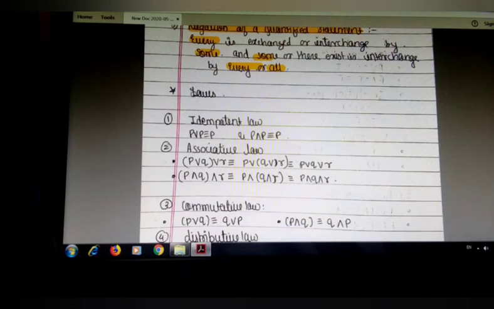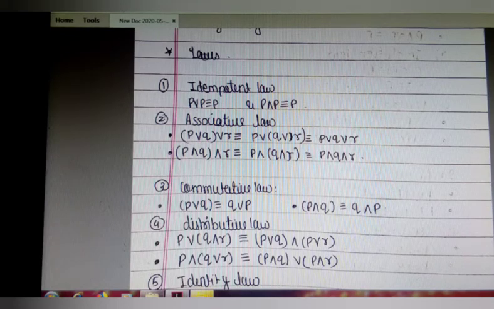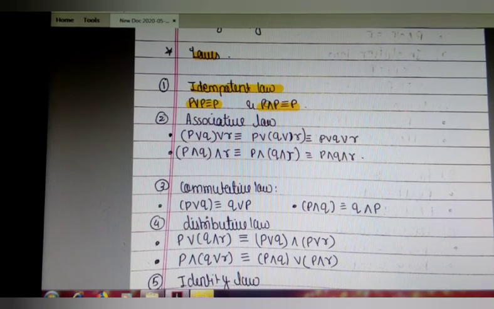Next topic we are going to learn is laws. First law is idempotent law. In this law, see, P or P is P, P and P is P. This law is used to simplify the circuit without using a truth table. Next law is associative law.